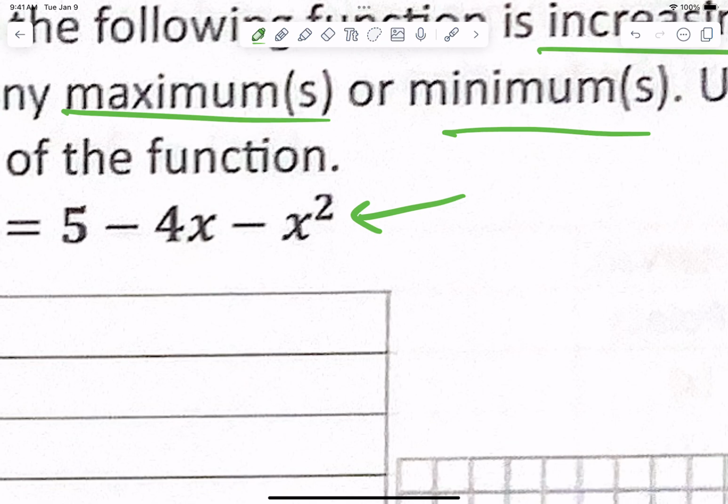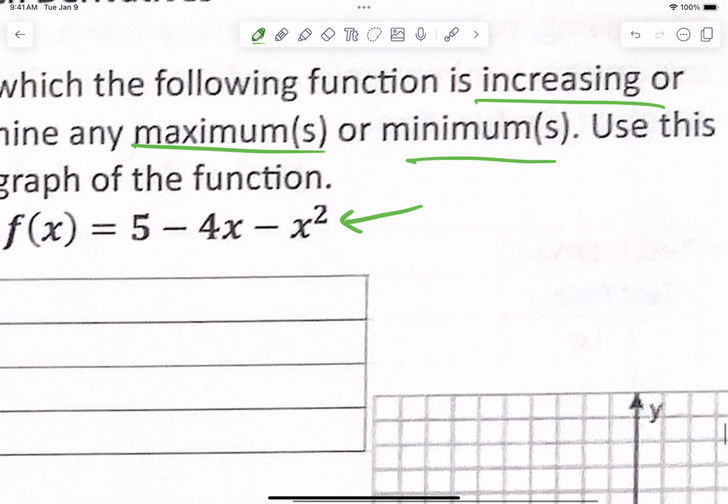What's it going to look like? Negative x squared minus 4x plus 5. Got it. What is it going to look like? Like a parabola facing downward, right?